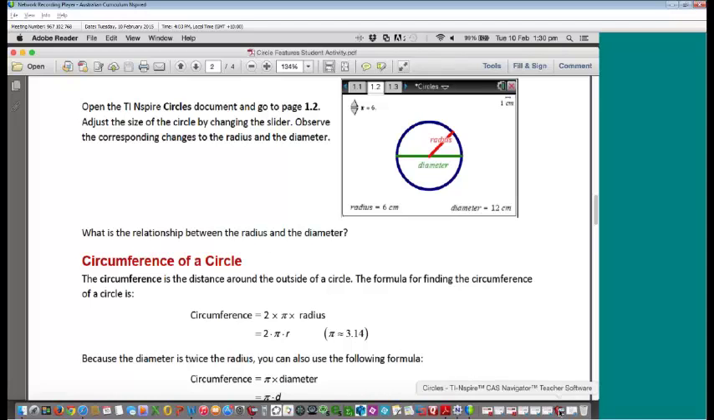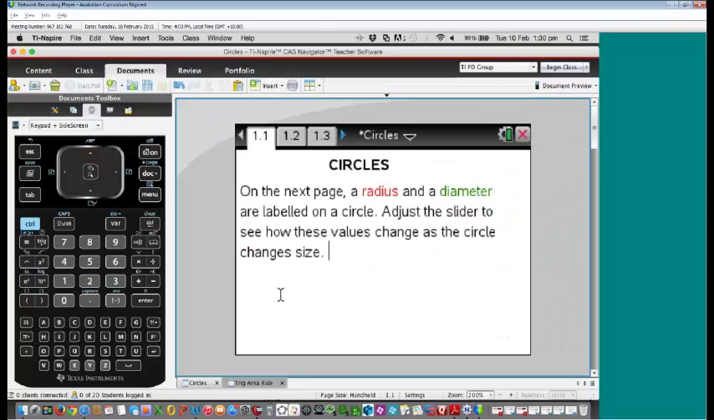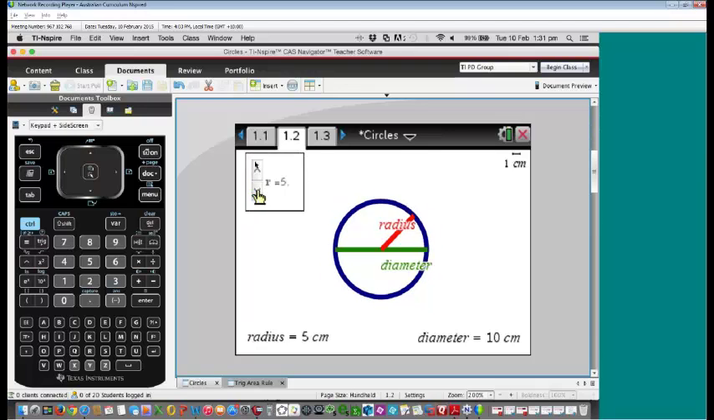So if I go into my TNS file, and you'll notice that this would have been already downloaded onto the students' handhelds, so they'd already have this. And it just gives them a little bit of an introduction about radius and diameter. It talks about adjusting the sliders. If the students then move on to the next page, what they'll find here is that they've actually got a little interactive slider screen where they can change the values of the radius and notice what happens with the diameter.